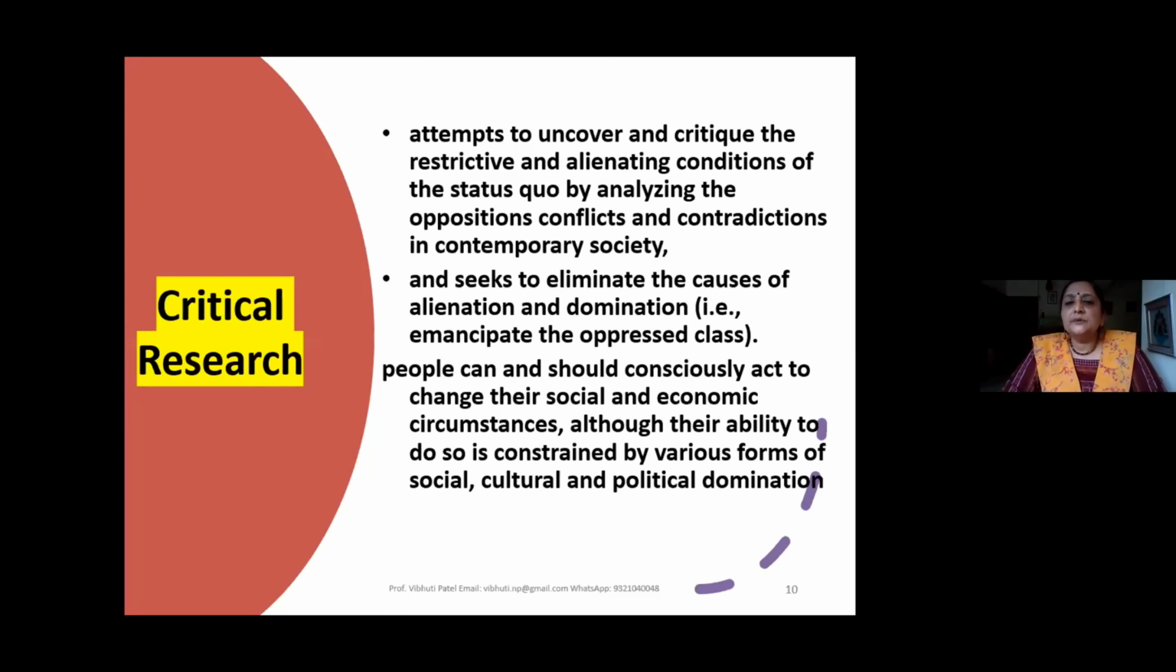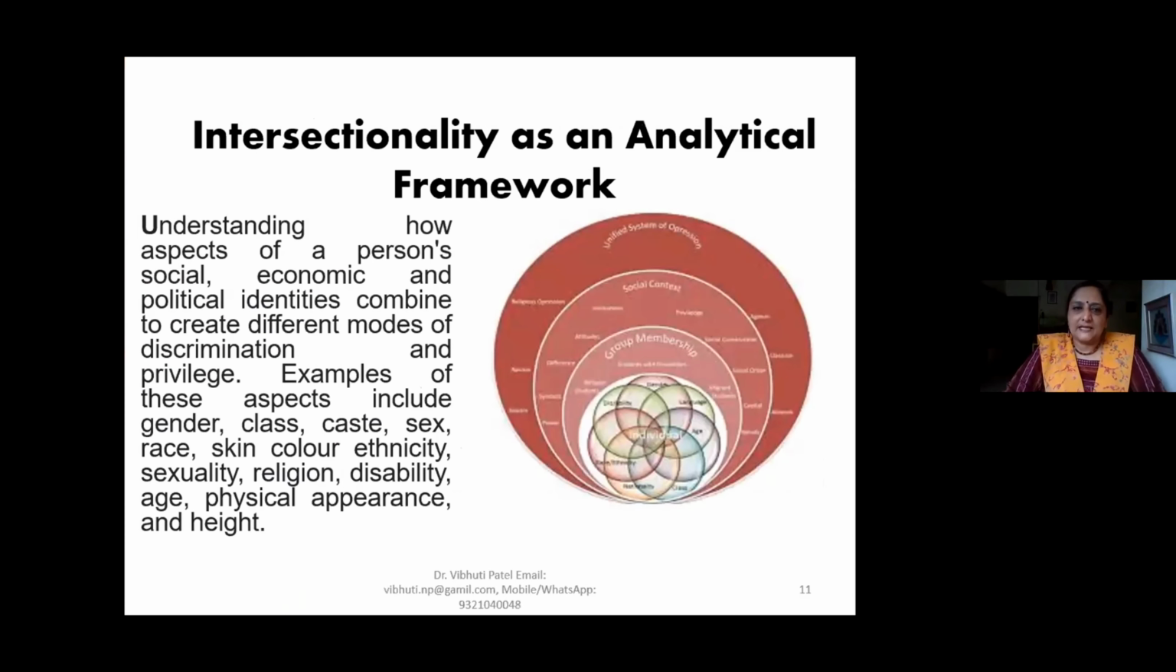Although their ability to do so is constrained by various forms of social, cultural, and political domination, because he said that we have come up with the best constitution of India, but the gap between what the constitution promises and what the reality is, that has to be bridged only by social action. We need to change the people, we need to change our practices.